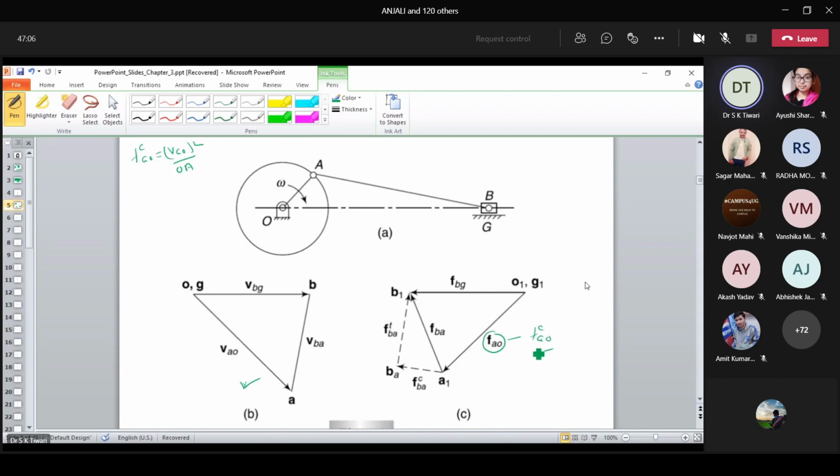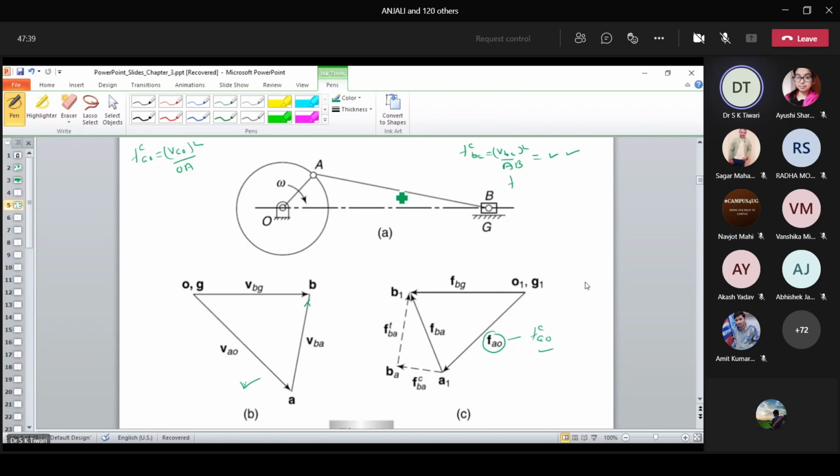Okay? Now coming to the link AB. For BA, A is the center of rotation. It will have two components, FC BA, that will be velocity of B with respect to A square divided by AB. This is the vector which is giving you the velocity of point B with respect to A. Known in magnitude, known in direction. Even if the driver link is rotating at constant angular velocity, all other links are bound to have two components.